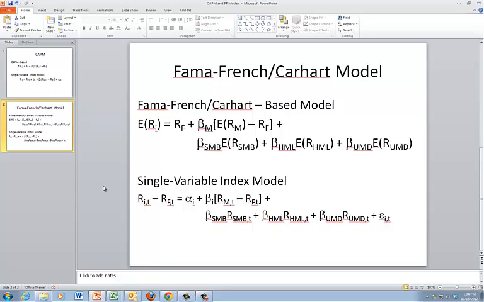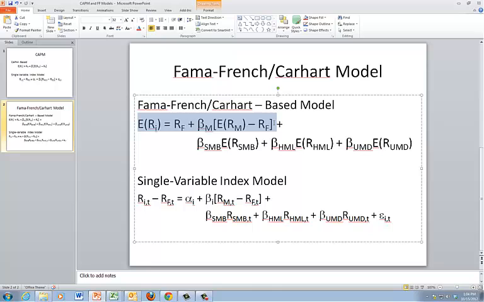So let's talk about the Fama-French-Carhart model for a second. You can see that the Fama-French-Carhart four-factor model begins exactly the same as the capital asset pricing model. The expected return for an asset or portfolio is the risk-free rate plus the equity risk premium scaled by the beta, or the amount of systematic risk. But then the model adds three additional factors. The three additional factors are right here. It's SMB, HML, and UMD. Let me explain to you what each of these are and then talk about intuition.